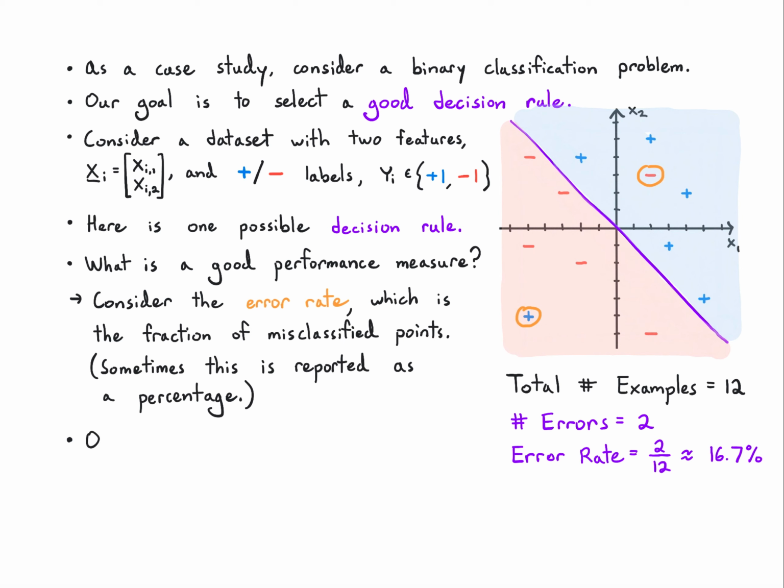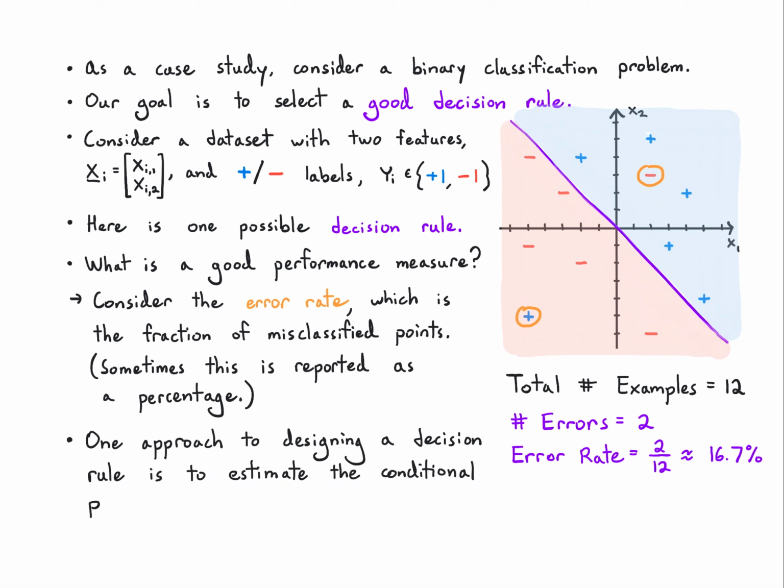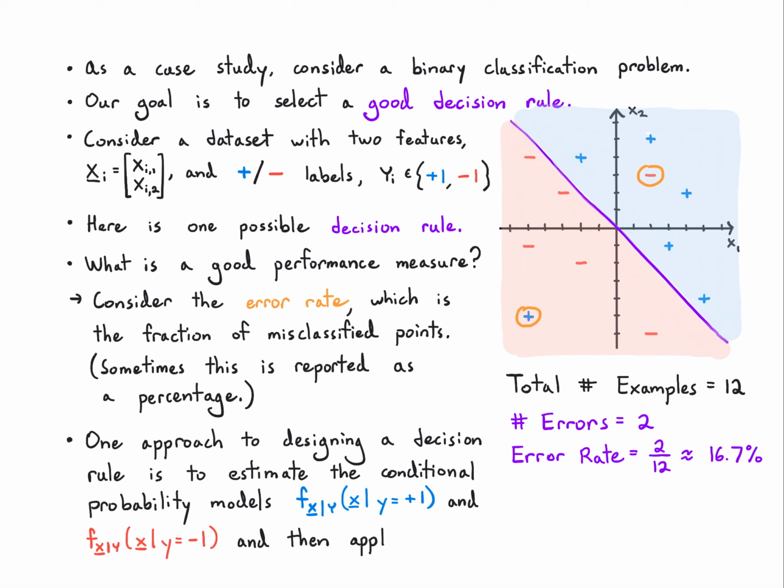Okay, so one way to do this, and there are lots of ways to approach this problem, but one approach that we might come up with now is to say, well, let's try to estimate the conditional probability models. Okay, so the conditional probability models in this case will be f of x given y when y is positive, and f of x given y when y is negative. Okay, and if we had those, we could just apply the ML rule. That's a sensible way to try to solve this problem. So, how can we actually estimate the probability model from the data set?